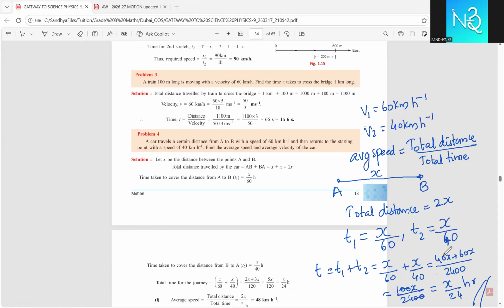Now what do we want to find? Average speed is equal to total distance by total time. What is the total distance? 2x. What is the total time? x by 24. So this 24 will go up. So you will get 2 into 24, that is equal to 48 kilometer per hour. Why? This x and x get cancelled also, right? Clear?